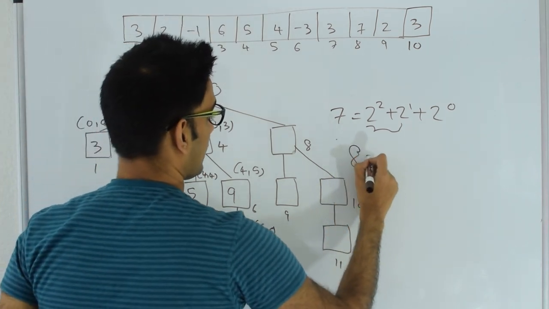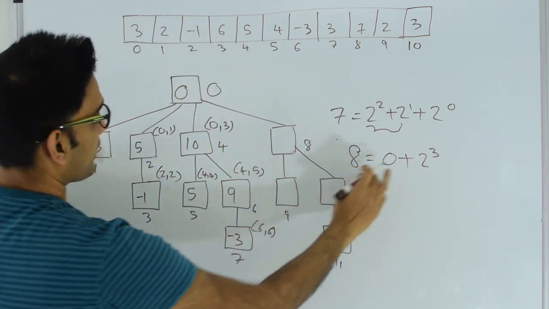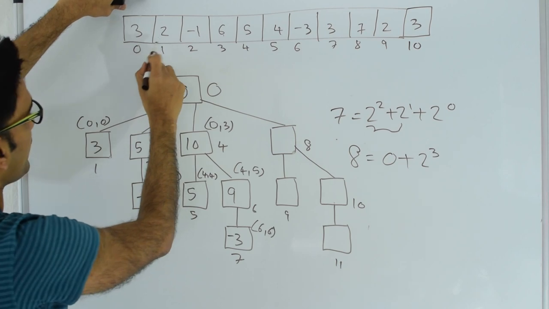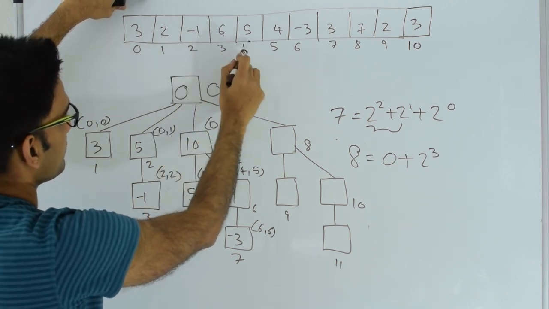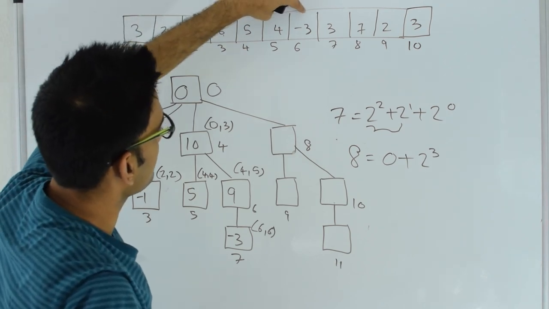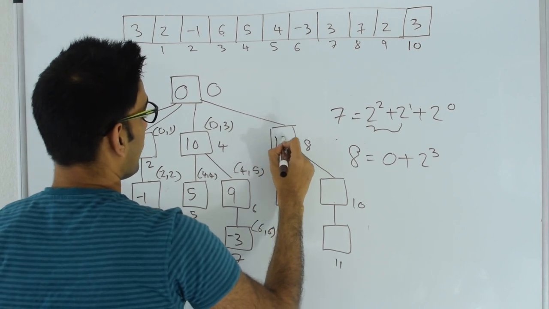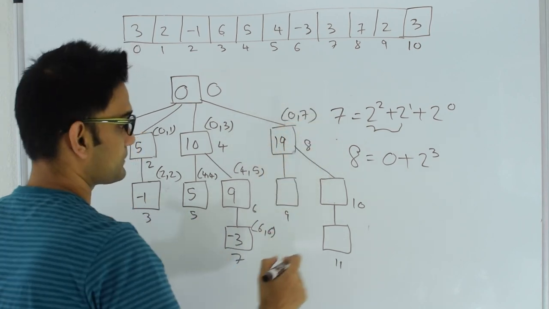Let's look at 8. 8 is 0 plus 2 raised to 3. So starting from 0, the sum of the next 8 elements will be stored at 8. So that's 5. 5 minus 1 is 4. 4 plus 6 is 10. 10 plus 5 is 15. 15 plus 4 is 19. 19 minus 2 is 17. And 17 plus 3 is 20. So that's 19. And this is range 0, 7.